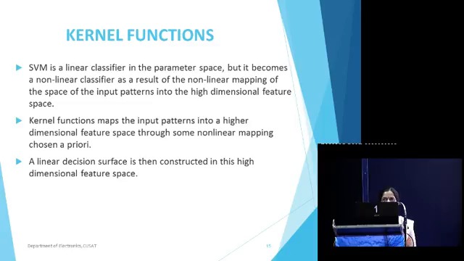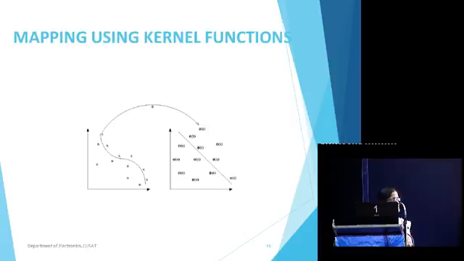Then kernel functions. SVM is a linear classifier, but you can use it for non-linear classification also, so we are using kernel functions. Kernel functions map the input into a high dimensional space through some non-linear mapping. Then a linear separating hyperplane is constructed in that high dimensional space. There are several types of kernel functions available, like radial basis function, polynomial kernel functions, etc. This shows the mapping by a kernel function: a non-linear problem is converted into a linear problem by using the mapping function, so we can apply SVM.